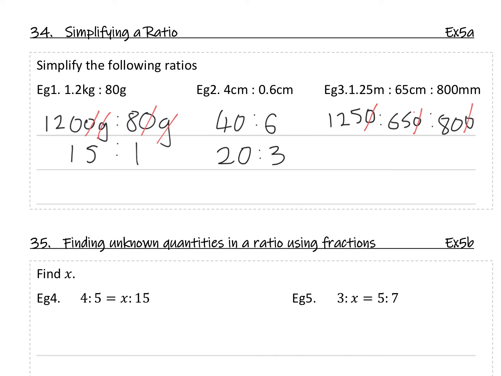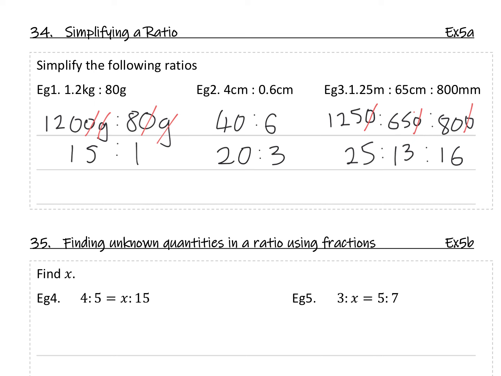And then I can divide through by 5. So 125 divided by 5 is 25. 65 divided by 5 is 13. And 80 divided by 5 goes in once and 6 times, so 16. If we look at these three numbers here, there is no common factor. So that is it fully simplified.